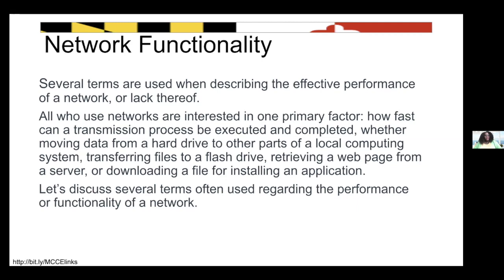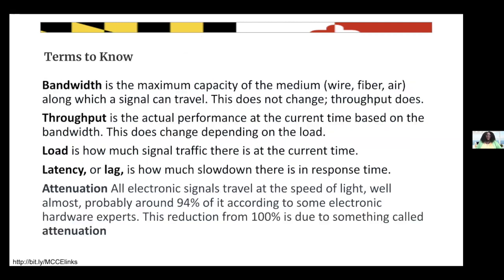So we are going to discuss several terms. These are just a few. There are many more out there that you could find regarding performance and functionality of a network. So, the first one we're going to look at is bandwidth. This is the one we all hear: you don't have enough bandwidth. We don't have enough bandwidth in this school.